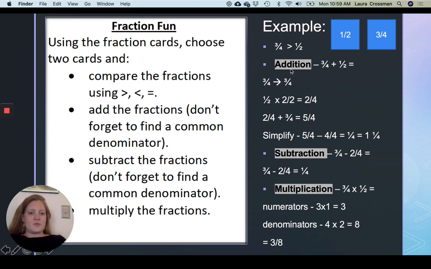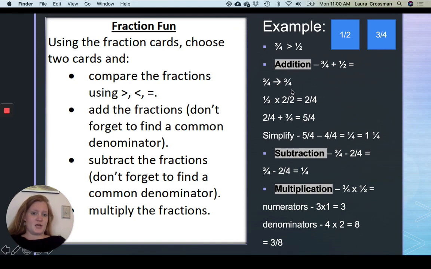The next part was addition. So my problem is 3/4 plus 1/2. So I need to find common denominators. I know that 4 is a multiple of 2, so I decided that my common denominator would be 4. In the next row down, I had 3/4 and I kept that as 3/4 because 4 is going to be my denominator.